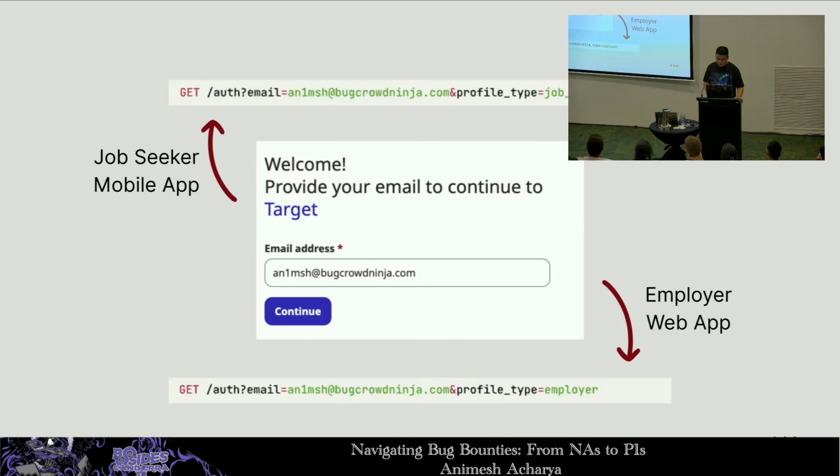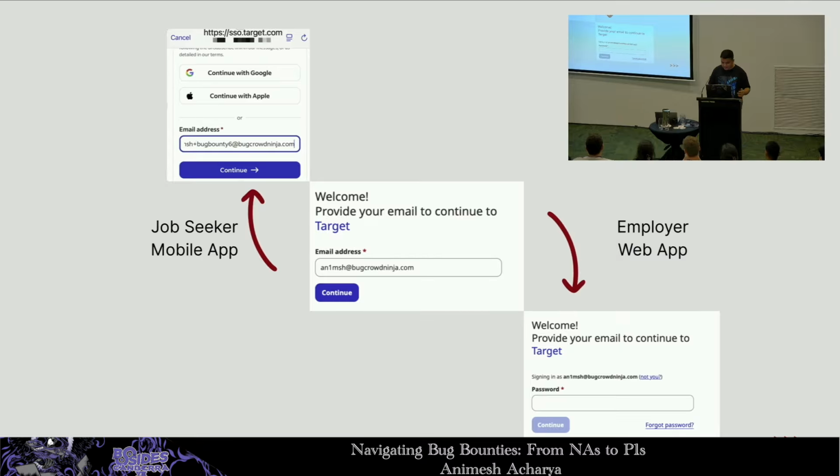So when I pressed on continue, this was the difference between the mobile app and the web app, right? For the web app, they were using this parameter in the GET request called profile type employer for the employer app, and doing the same thing on the mobile, the only thing that changed was the profile type job seeker. If you just press on continue after that, for the web app, it would show a form to enter your password, and for the mobile app, it would actually redirect you to the company's SSO page.